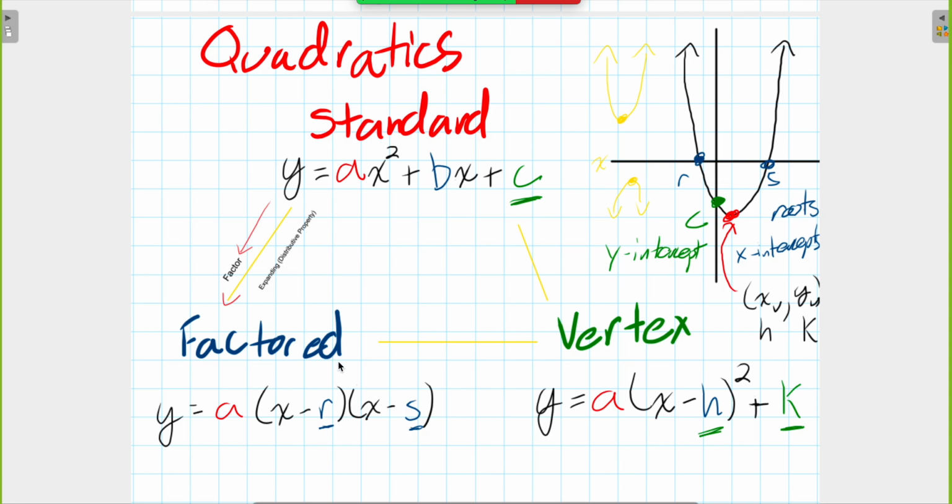In fact, maybe we can jump to a second page here and let's move that. Add another page.